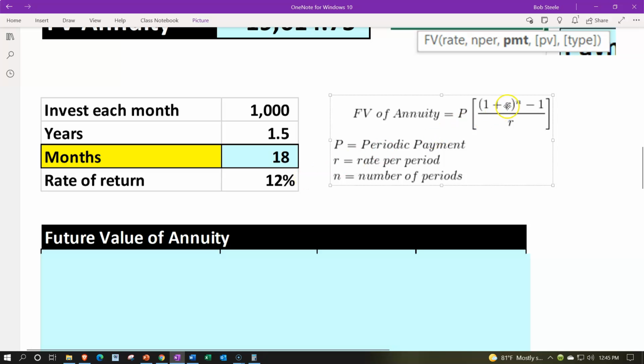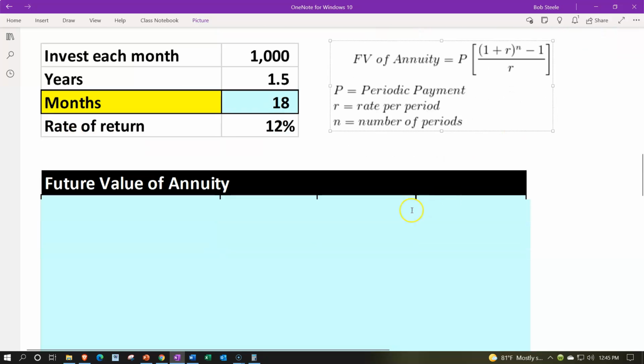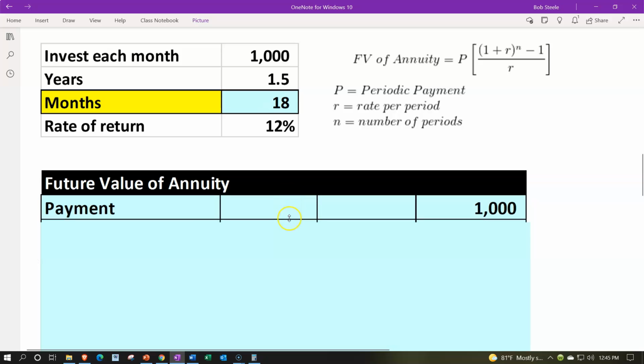case. To the power of n, which would be not 1.5 years, but 1.5 times 12, or 18 months, minus 1, divided by r again. R again is not 12%, but 12 divided by 12, 1%. Let's put it down here and build our table out in a tax return type of format.